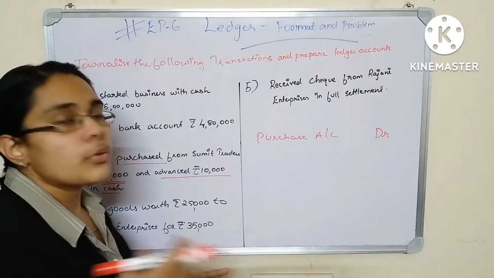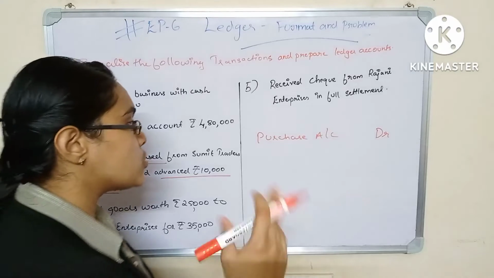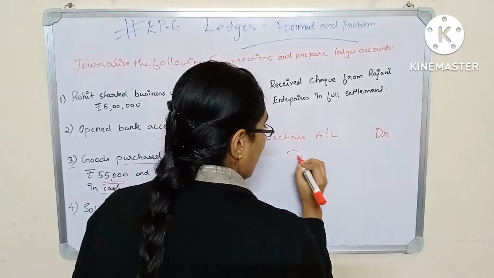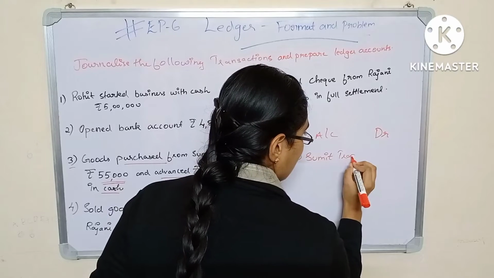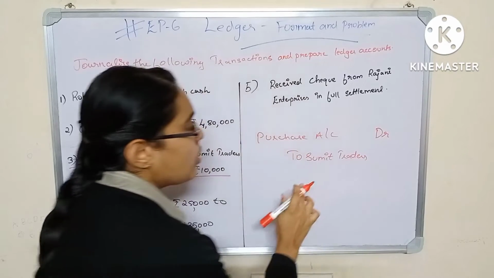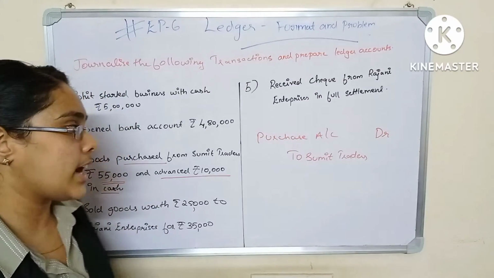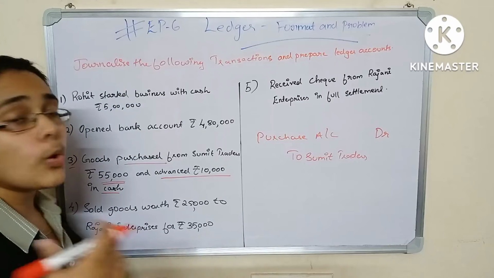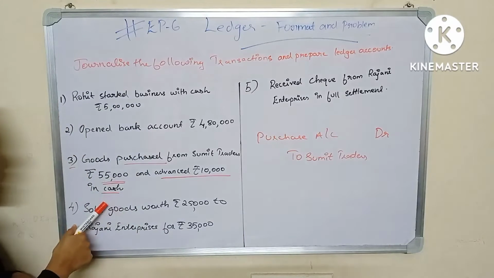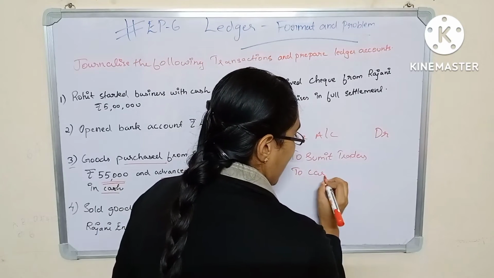Sumit Traders is your creditor. You have not closed that debt completely. So you will write to Sumit Traders. Okay, so he is the giver. The giver should be credited as per the personal account rule, so Sumit Traders will be credited. And at the same time, what is going out from your hand? Cash is going out from your hand. So you will also write to cash.